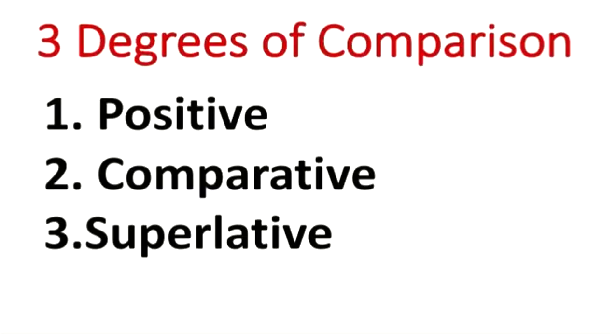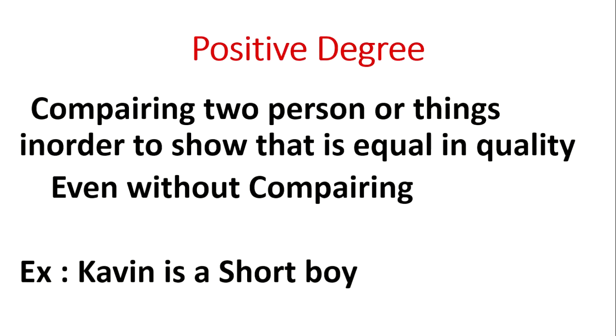First of all, we just want to know the three degrees of comparison. What are the three degrees of comparison? First one, positive degree. Second one, comparative degree. Third one, superlative degree. Positive, comparative and superlative. Before getting into the rules and regulations to be used in this grammar topic, we must learn what is called positive degree, comparative degree and superlative degree. First, what is positive degree?